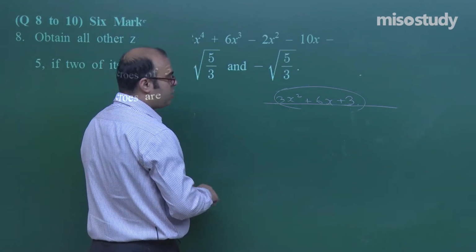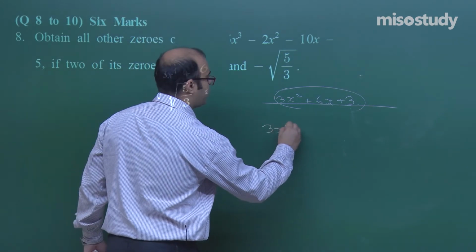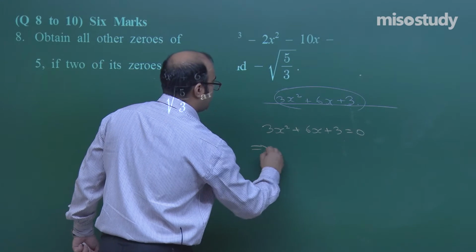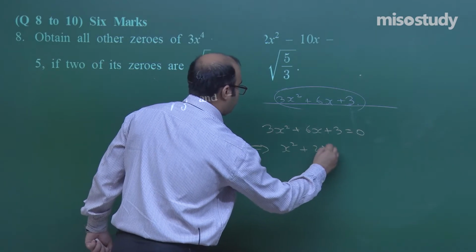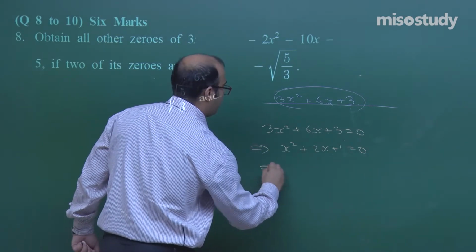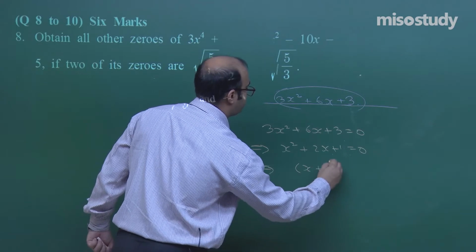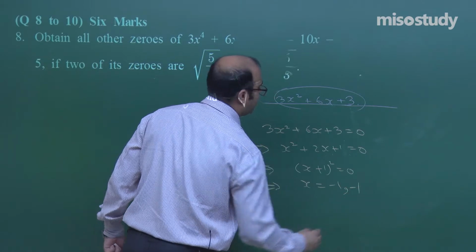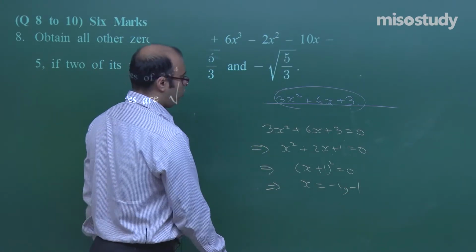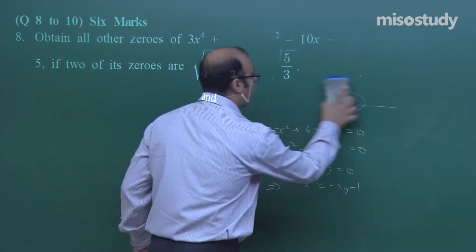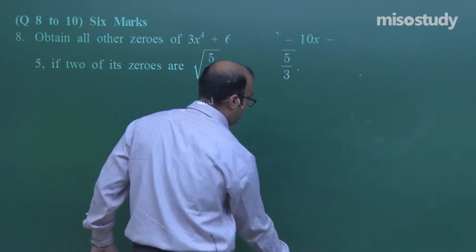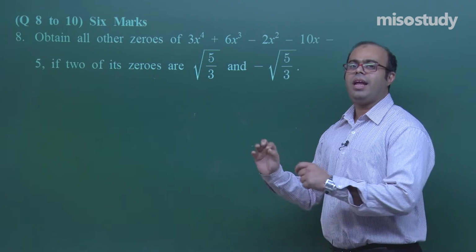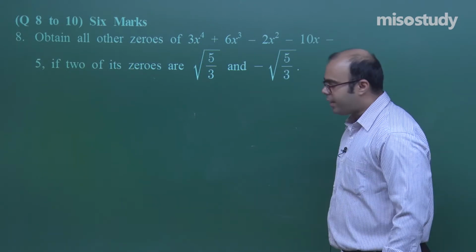So can we get other zeros from here? Let us see. 3x square plus 6x plus 3 is equal to 0, implying that x square plus 2x plus 1 is equal to 0, which is actually x plus 1 whole square. So we are getting the other two zeros as minus 1 and minus 1. These are repeated zeros. So we can say that this biquadratic polynomial which is given has zeros root 5 by 3, minus root 5 by 3 and minus 1 and minus 1. So this is what we are getting here.